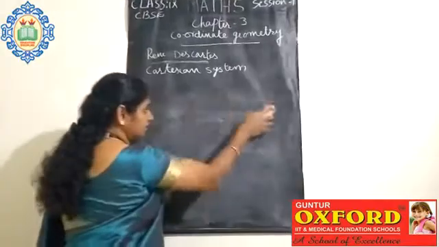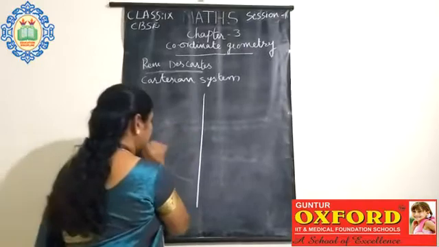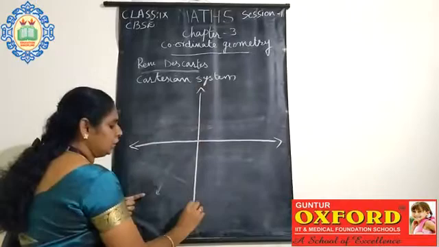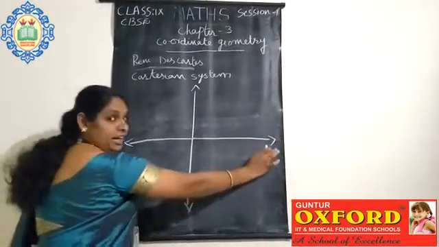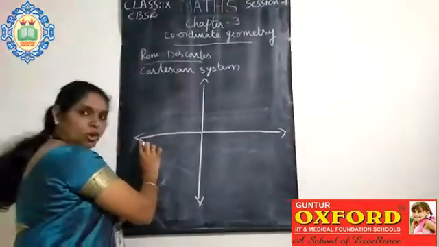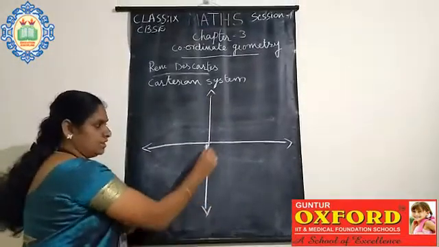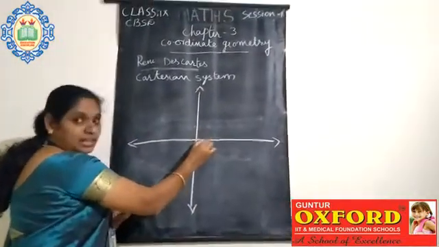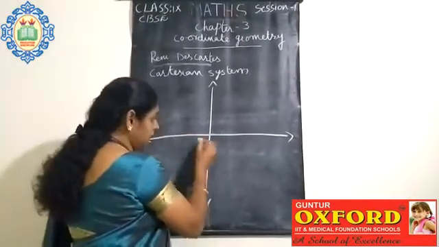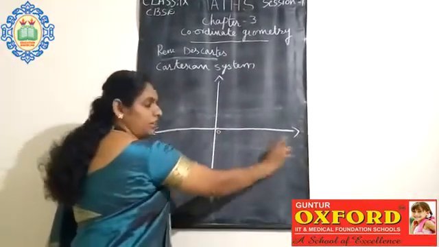Okay, I'll show. For example, I draw two perpendicular lines here. This is one line and this is another. This line is horizontal and this is a vertical line. These two lines make an angle of 90 degrees. The point where these two lines intersect, mark it as 0. This is one number line.